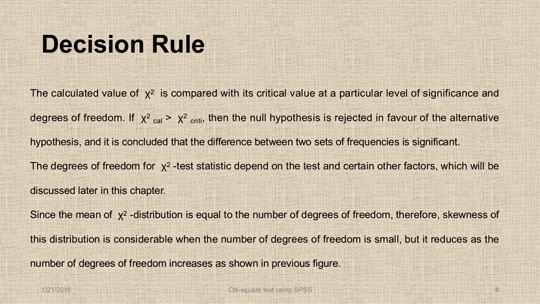Alternatively, we can also compare the probability value of the calculated chi-square. If the probability value of the chi-square is less than the level of significance, that is 0.05 at the 5% level of significance, we can reject H0 and accept H1.